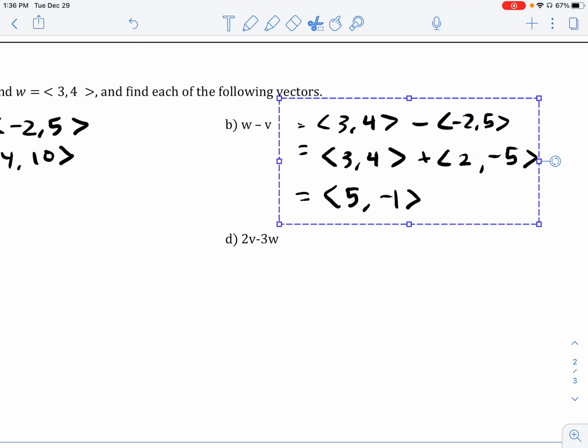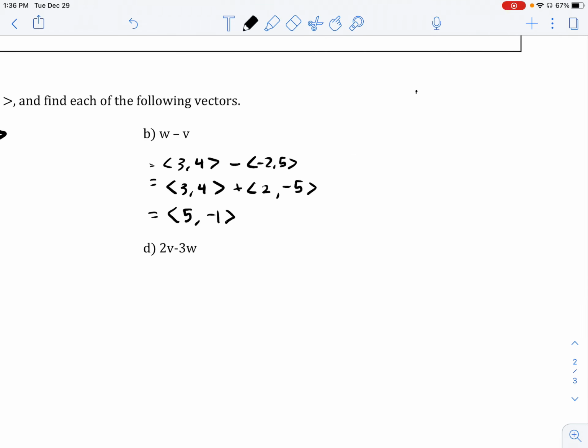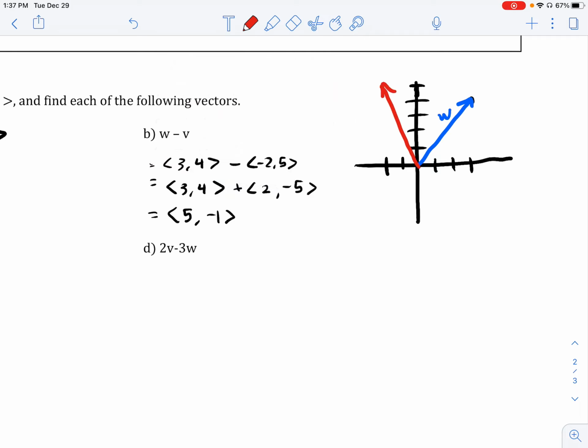And graphically, what would this look like? Let me just make this a little smaller so I have some space to show you graphically what's happening here. So graphically, if we had our first vector w at 3, 4, this is vector w. Vector w was 3, 4, and vector v was negative 2, 5. So let me go ahead and extend this out, negative 2, 5. So vector v would look like this.